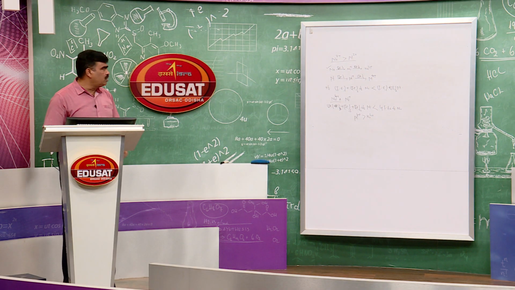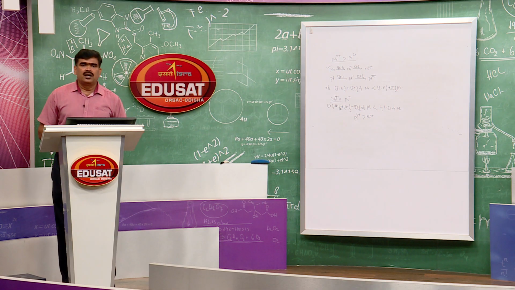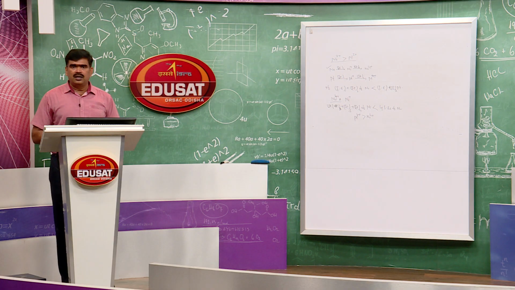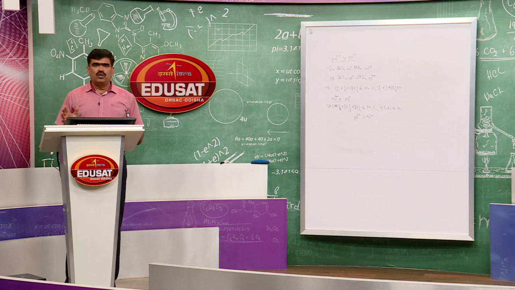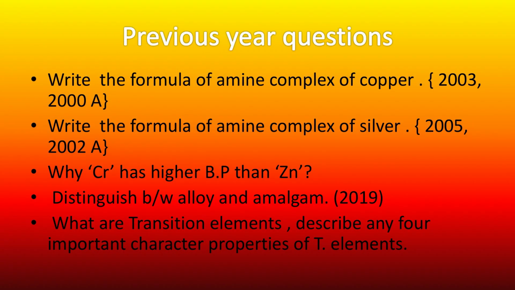Write down the electronic configuration of ferrous. Ferrous I have already explained. What will be the electronic configuration? First write down the electronic configuration of iron, then remove 2 electrons. It will be argon 18, 4s2, 3d6, so ferrous will be 3d6. Why does copper exhibit variable valency? Because of the close energy difference between 3d and 4s subshells.